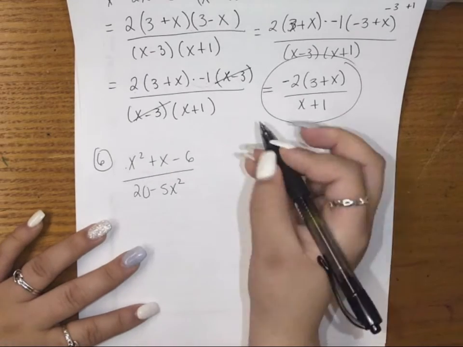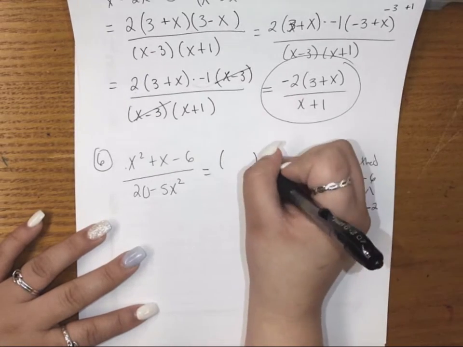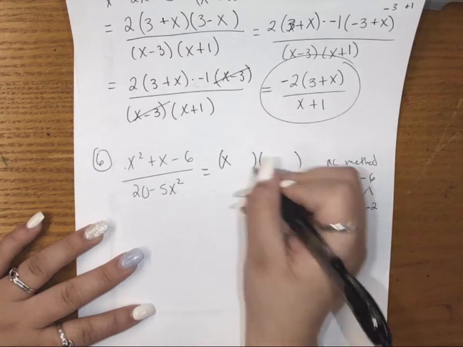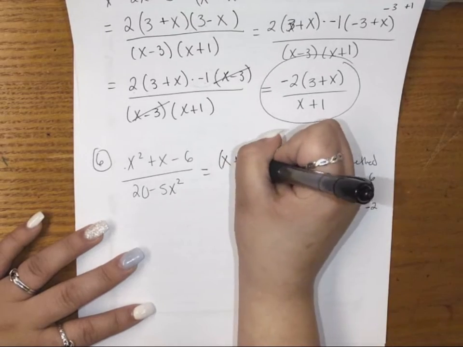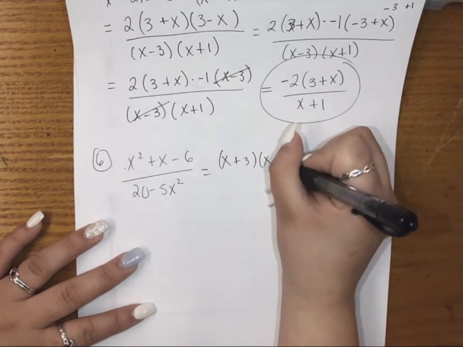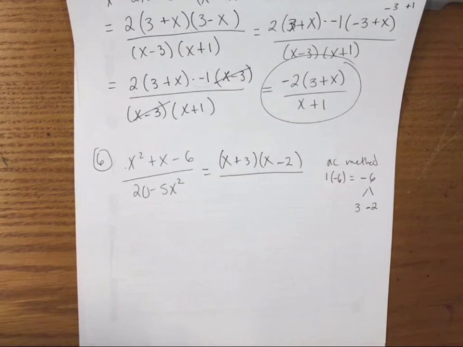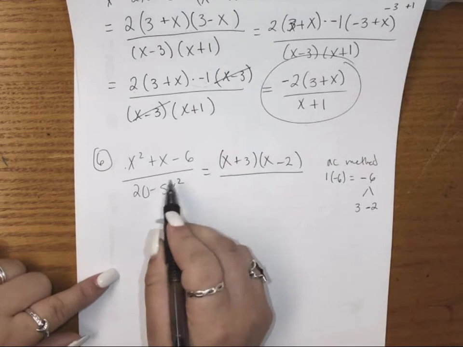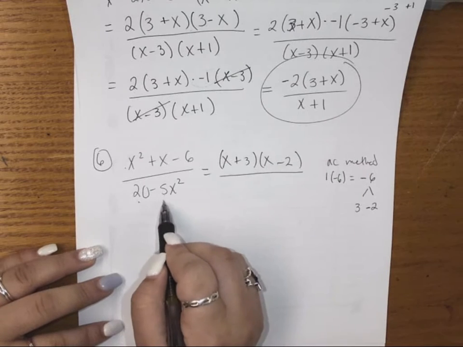Because our A is 1, we can take the shortcut and know that this is going to factor into x plus 3 and x minus 2. So we have completely factored the top. Now we look at the bottom. We have a 20 and 5x squared.